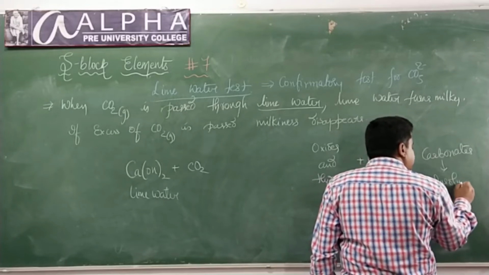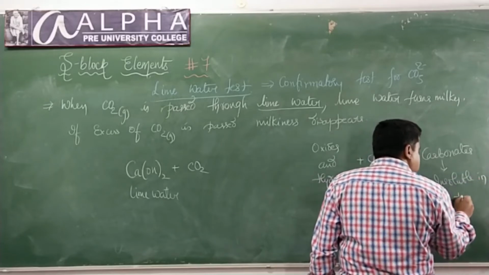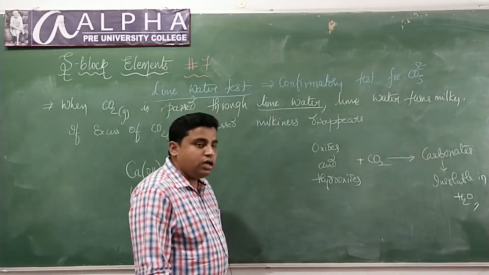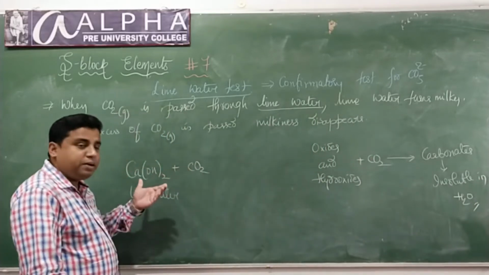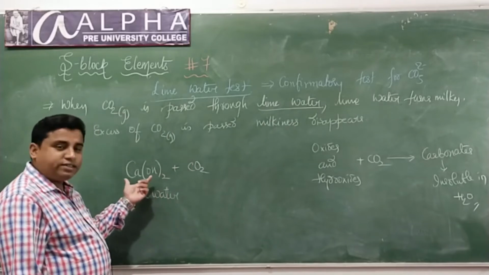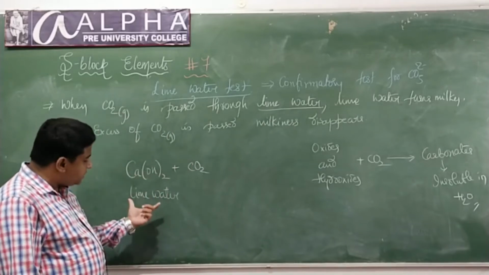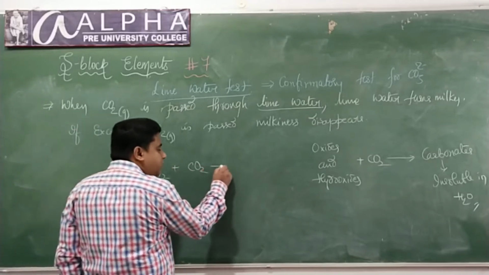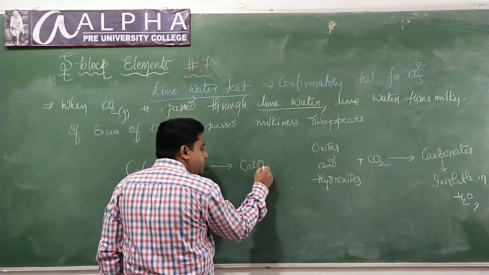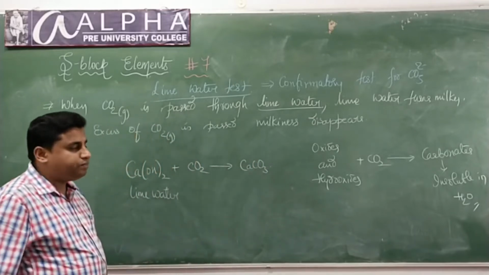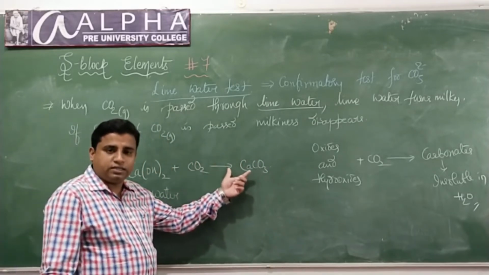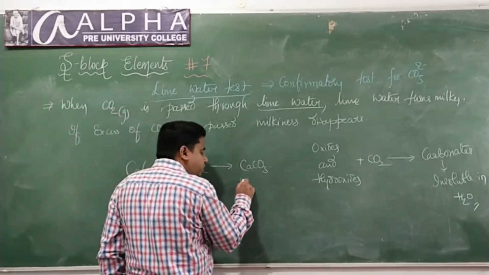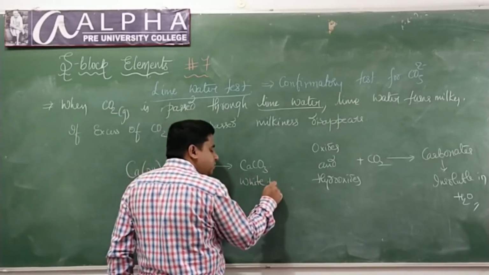They are insoluble in water. Are you getting my point? They are insoluble in water. Look here, the same logic is happening here. When calcium hydroxide, that is nothing but lime water, reacts with carbon dioxide, it forms what? Calcium carbonate. Calcium carbonate is highly stable and it is insoluble in water. Therefore it forms a white precipitate.